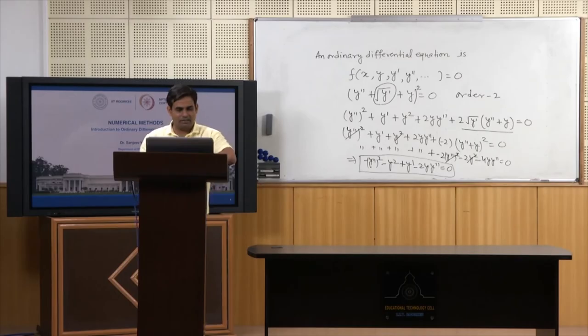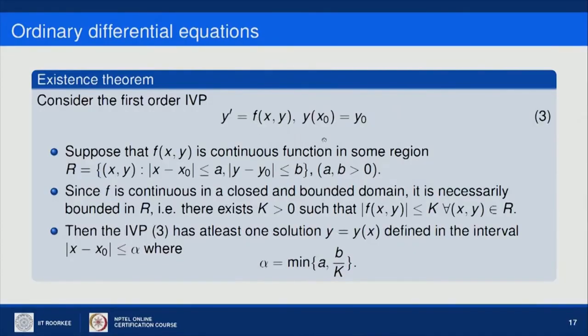So, again we will take a first order initial value problem, y prime equals f of x, y, with y at x naught equal to y naught. Now, suppose this f is a continuous function in some region, that is the region R in the two dimensional domain, having all the points x, y, where for x we have the interval absolute value of x minus x naught less than or equal to a, and for y we have absolute value of y minus y naught less than or equal to b, and a, b are positive. So, the center of the rectangle is at x naught, y naught.